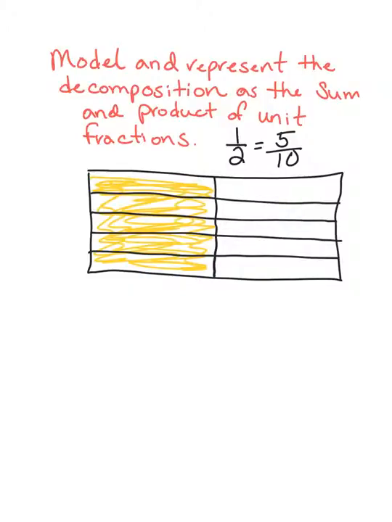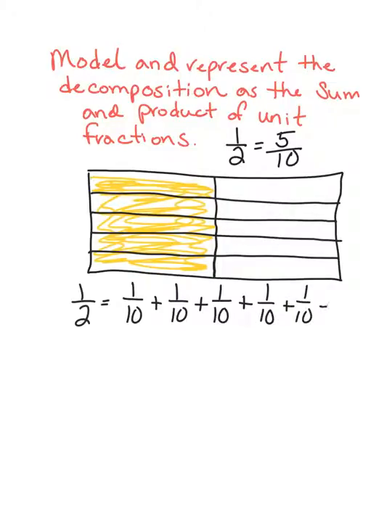But now let's show the decomposition of the sum of this. So we've got 1/2 is equal to, because remember, this is a unit fraction of 1/10, 1/10, 1/10, 1/10, and 1/10. So now we're going to show 1/10 plus 1/10 plus 1/10 plus 1/10 plus 1/10, which is equal to 5/10.